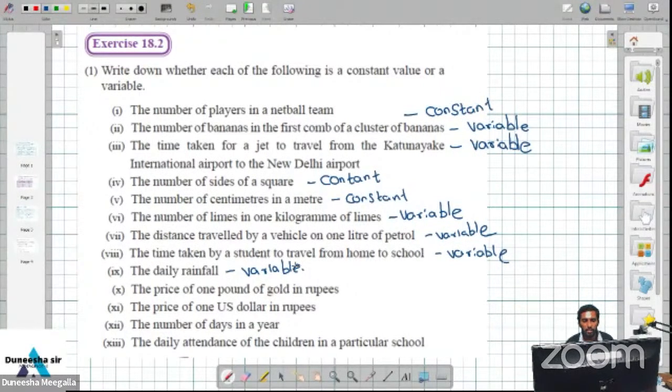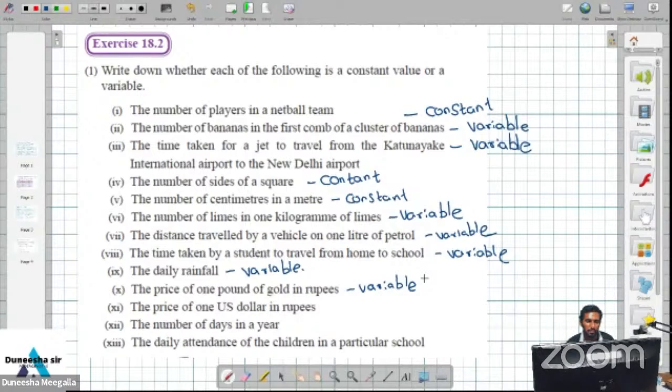The price of 1 pound of gold in rupees. 1 pound of gold in rupees. It's a variable නේද? අගේ වෙනස් වෙනවනේ. It's a variable. ඒ කියන්නේ price of 1 pound කියන පවුමක රත්තරන් වල මිල දවසෙන් දවස වෙනස් වෙනවා නේද?